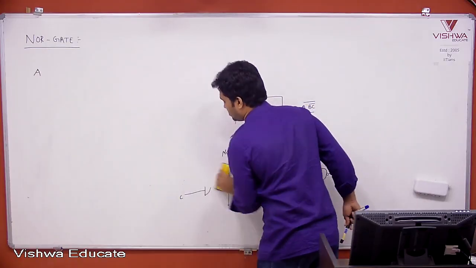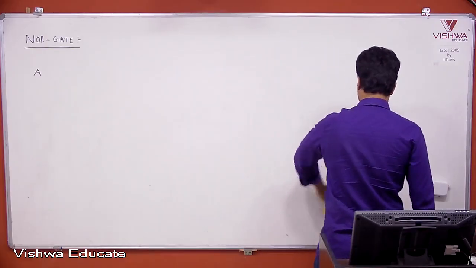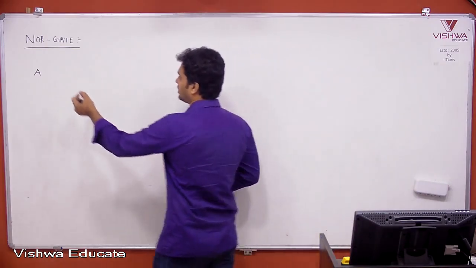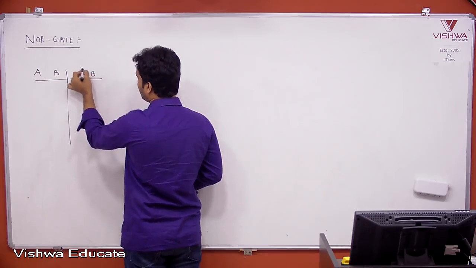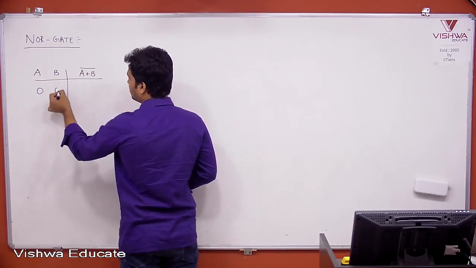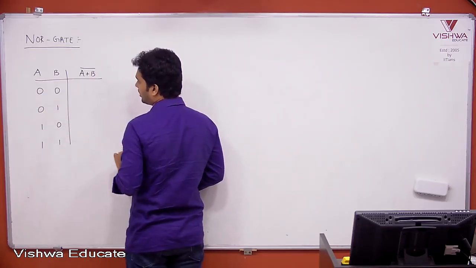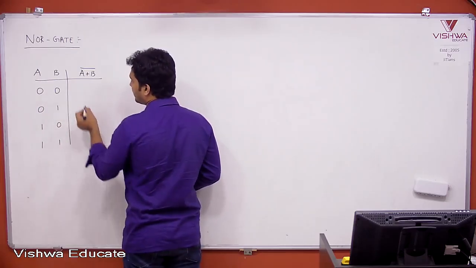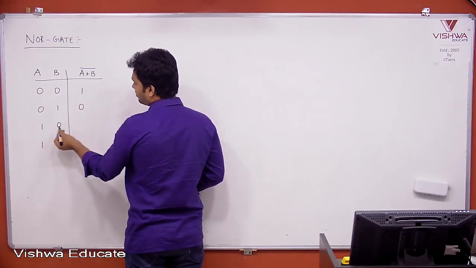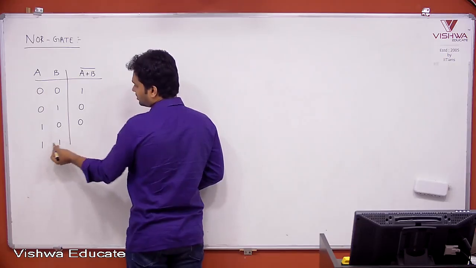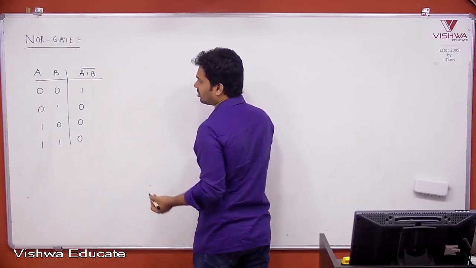So here, you take A and B. What is the output? Inversion of the OR operation. A plus B whole bar. 0, 0, 0, 1, 1, 0, 1, 1. What is A plus B? 0 plus 0 is 0. Bar is 1. 0 plus 1 is 1. Inversion of the OR operation. So this output is the inverted output of the OR operation.